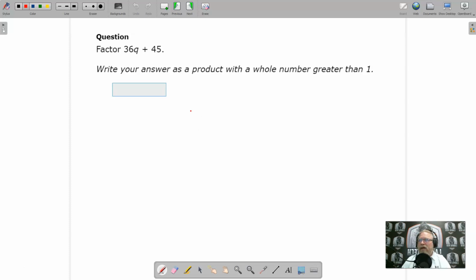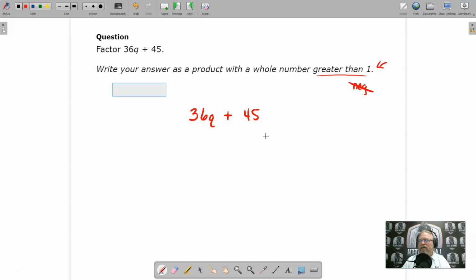So let's go ahead. I'm going to write this as 36Q. I'm going to rewrite the problem plus 45. Okay. Now, we have to figure out factors that 36 and 45 have in common. And also, please note, write your answer as a product with a whole number greater than 1. Well, a whole number greater than 1 means that we cannot use a negative number. We can't pull out a negative value. It has to be a positive value. That way, if it were positive, then it would definitely be greater than 1.